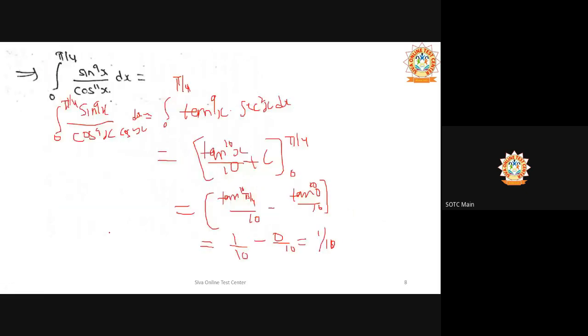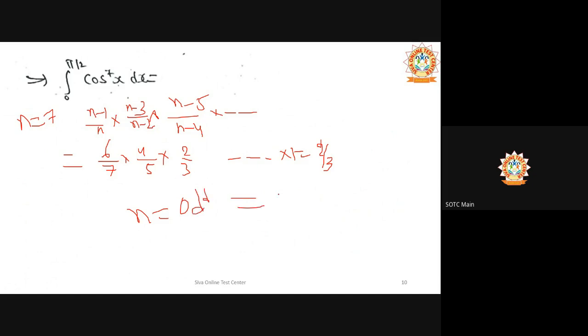Next, integration of 0 to pi by 2 cos power 7x. Now try to see. Here you need to apply this one: integration of 0 to pi by 2 cos power nx. So always start with n minus 1 by n into n minus 3 by n minus 2 into n minus 5 by n minus 4. Always write the odd numbers 1, 3, 5 in the numerator and even numbers 0, 2, 4 in the denominator.